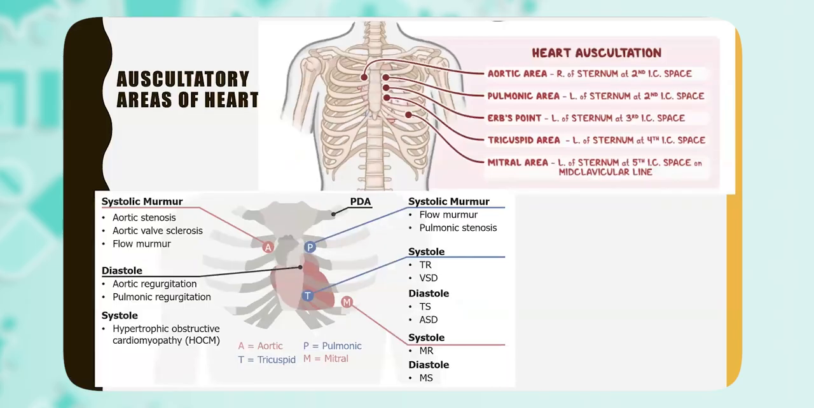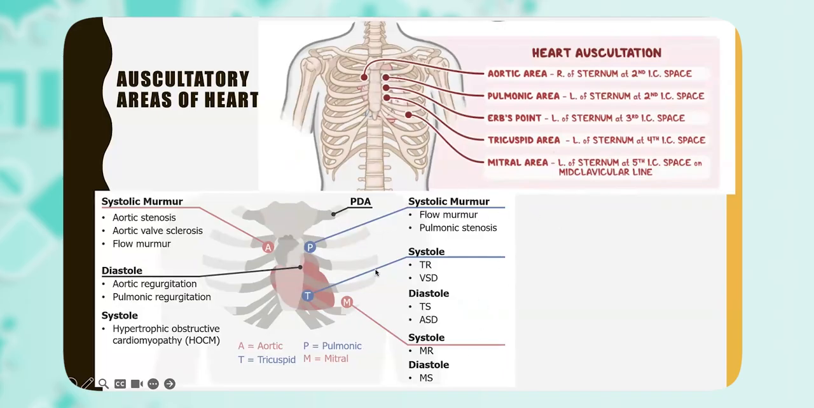Auscultatory areas, we all know, aortic area, right of sternum at the second intercostal space. Pulmonic is left of sternum at the second intercostal space. Erb's point is left of sternum at the third intercostal space. Tricuspid area, left of sternum at the fourth intercostal space. And mitral is left of sternum at the fifth intercostal space on the mid-clavicular line. This is the classic one, but ideally we should always auscultate at the apex, wherever the apex is. It may not be here. Wherever the apex is, we should auscultate.